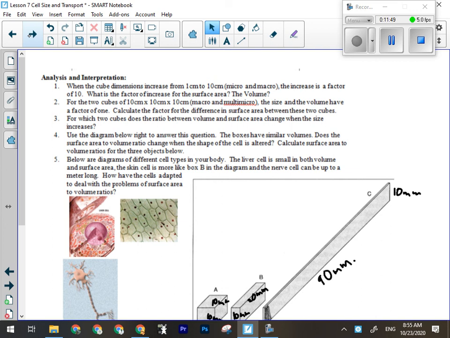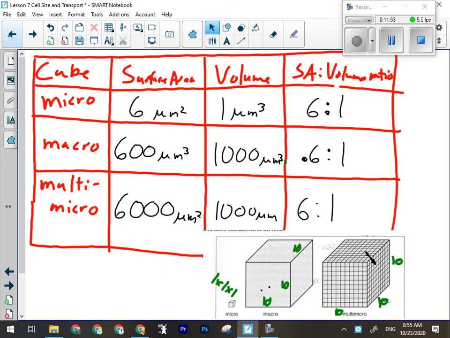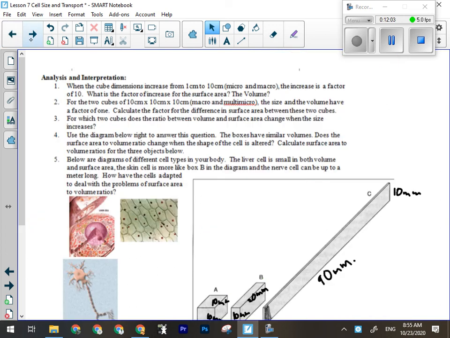Okay, calculate the factor for the difference in surface area between these 2 cubes. So basically it's saying go back here and tell me how many times bigger is the surface area of multi-micro than macro. How many times bigger? Easy calculation. Okay. And then it says calculate, sorry, that was surface area.